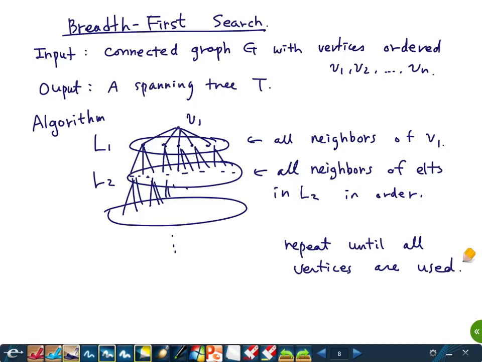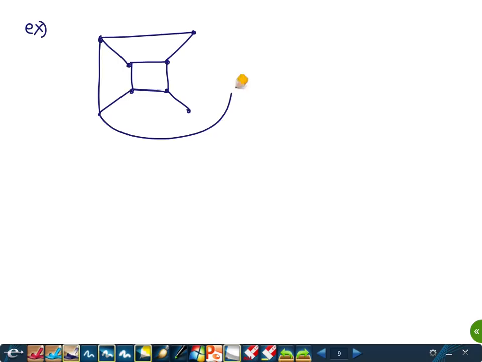So the breadth means, it's like you are here, you take a breath, and then you find all vertices. Okay, that's the general idea, but a specific example will be helpful. So let's look at this example. It may not be a simple graph, so we may have some multiple edges, but let's just consider a simple graph. It doesn't really matter.